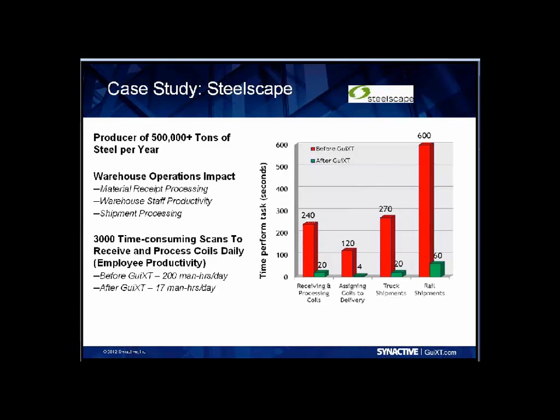Scanning coils in shipments went from 4 minutes to 20 seconds. Assigning coils to delivery went from 2 minutes to 4 seconds, basically 30 times faster. Creating truck shipments went from 12 screens that took 4.5 minutes down to 3 screens that took just 20 seconds. And creating rail shipments went from 13 screens that took 10 minutes down to a single screen that could be done in 1 minute.